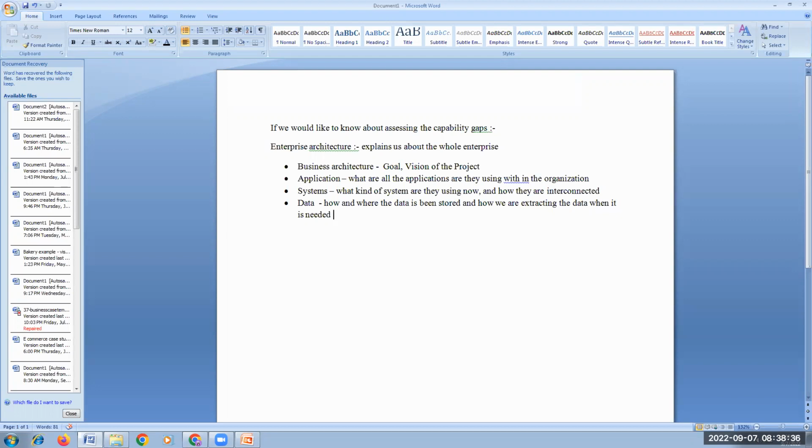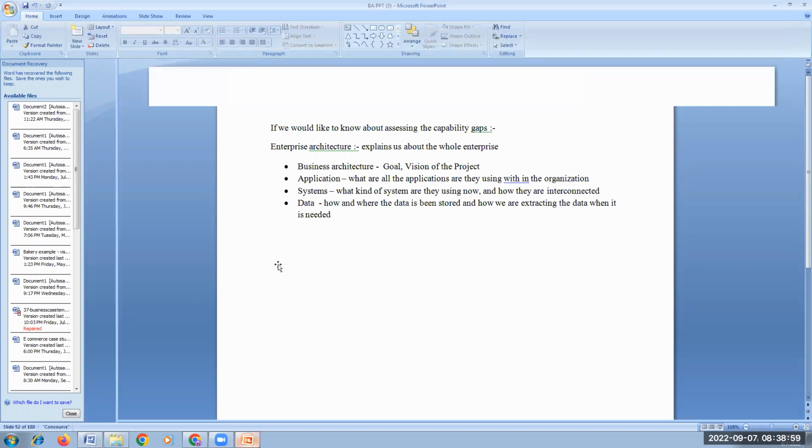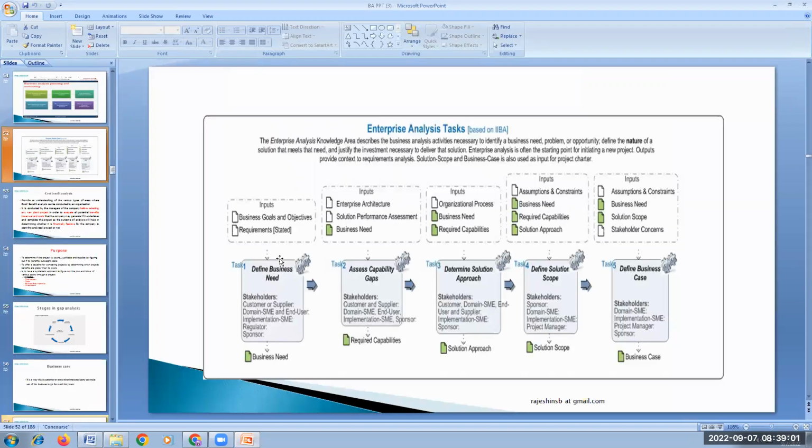Third, we call it systems architecture: what kind of systems they are using and how they are interconnected. At the same time, we have data architecture, where we know how and where the data has been stored and how we are extracting the data. So this all comes under enterprise architecture. This is the second thing we have to do as a part of enterprise analysis.